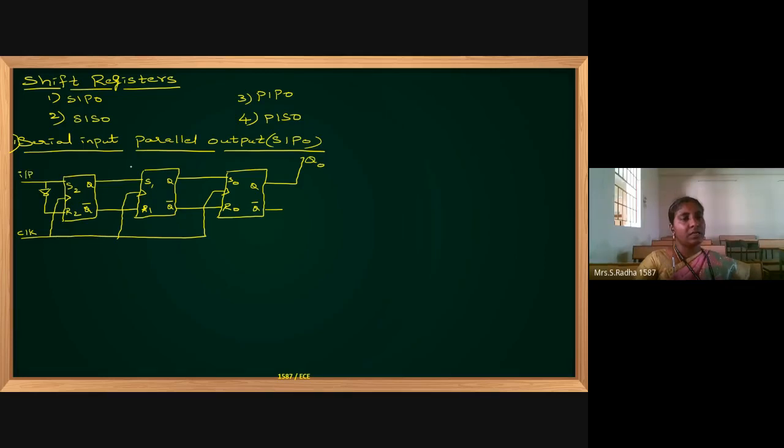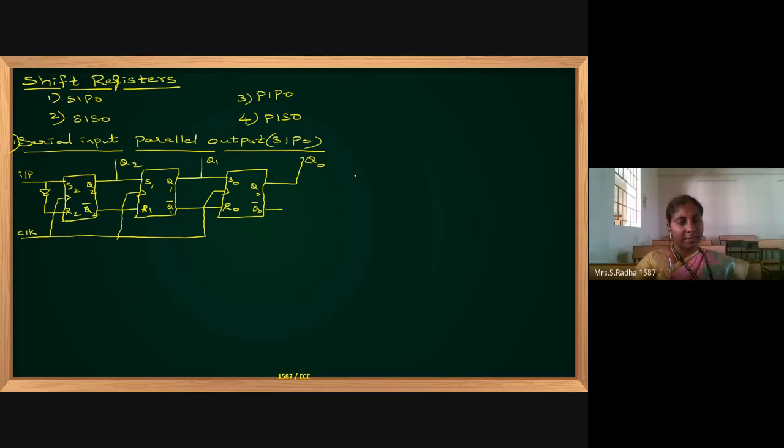Input is here, and parallel output means in the first stage. This is Q2, Q2 bar, Q1, Q1 bar. This is Q0, Q0 bar. So Q0 I have taken out. Q1 also I have to take out, and then Q2 also I have to take out, and these are the 3 bits parallel outputs. Okay, input is serial, outputs are parallel.